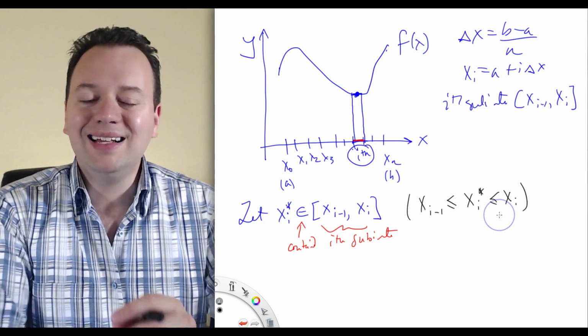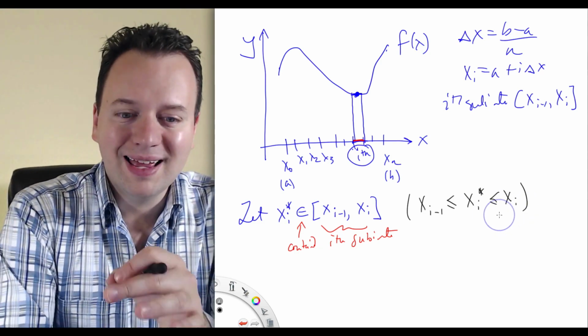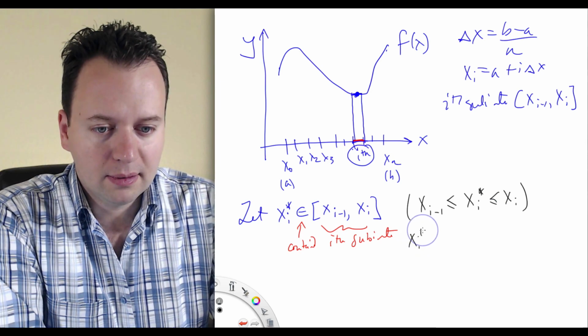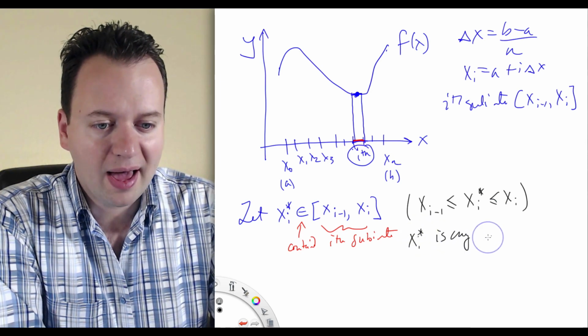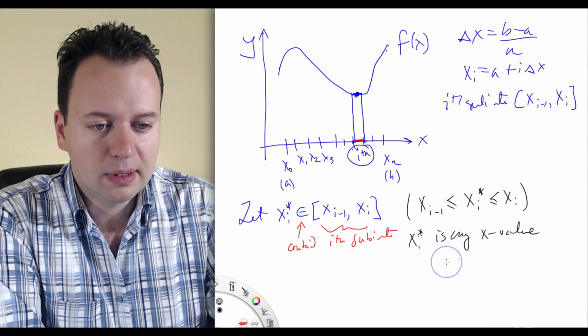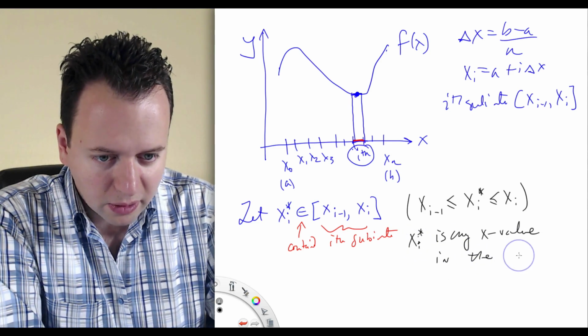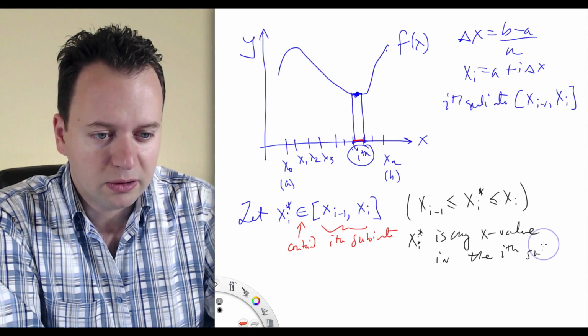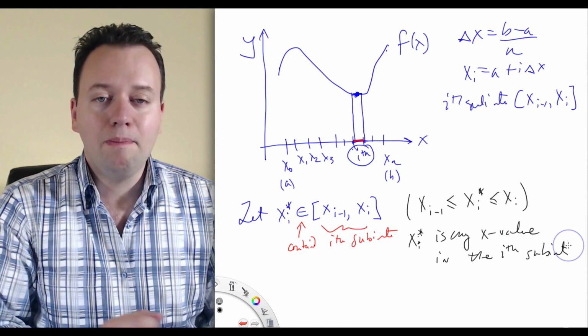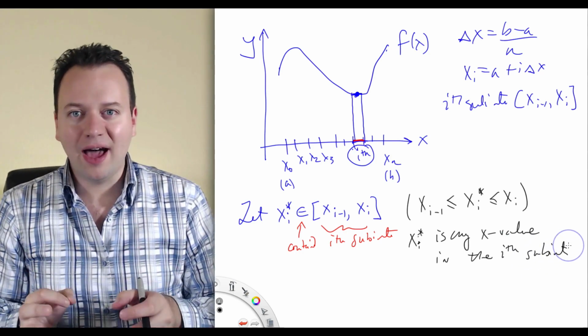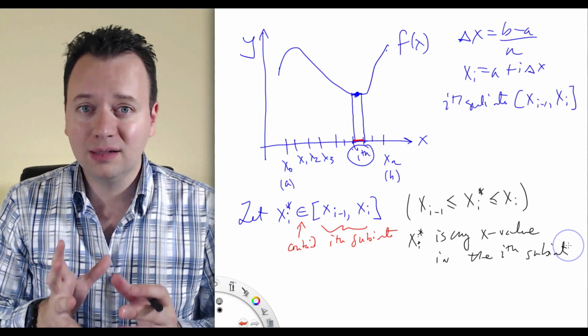So basically, x sub i star is any x value in the ith subinterval. So we're picking any single x value in the ith subinterval.